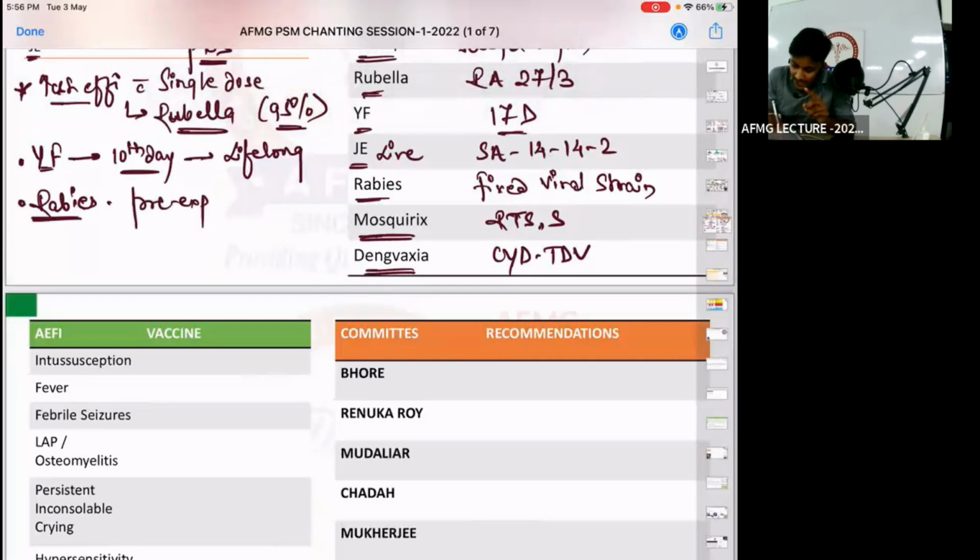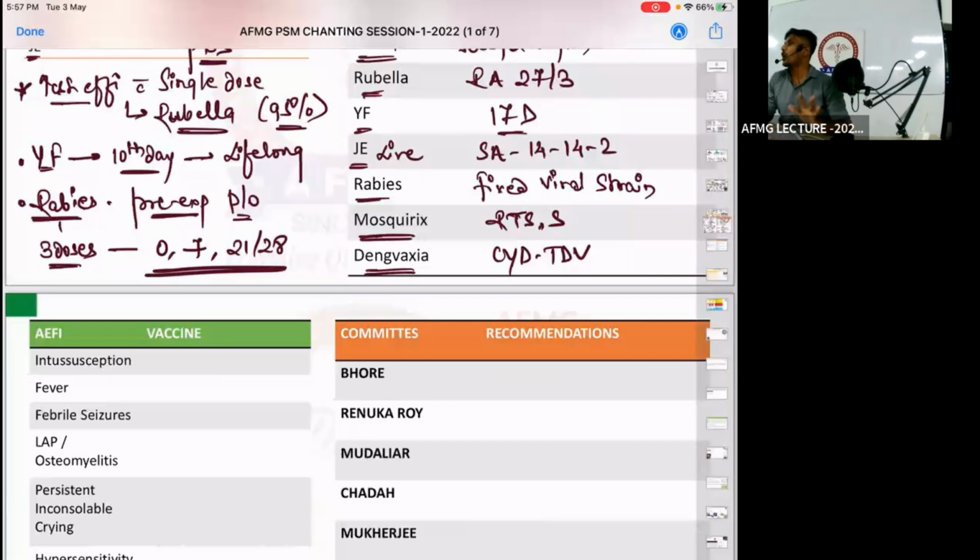pre-exposure prophylaxis. That means the patient, or नहीं, patients नहीं बोल सकते उनको, the individuals who have pets at their home. ठीक है? No offense. Pre-exposure prophylaxis is given to the ones who are handling pets or maybe who have pets at their home. And how many doses of pre-exposure prophylaxis are given? 3 doses. बताओ जल्दी जल्दी. 0, 7, 21 or 28.